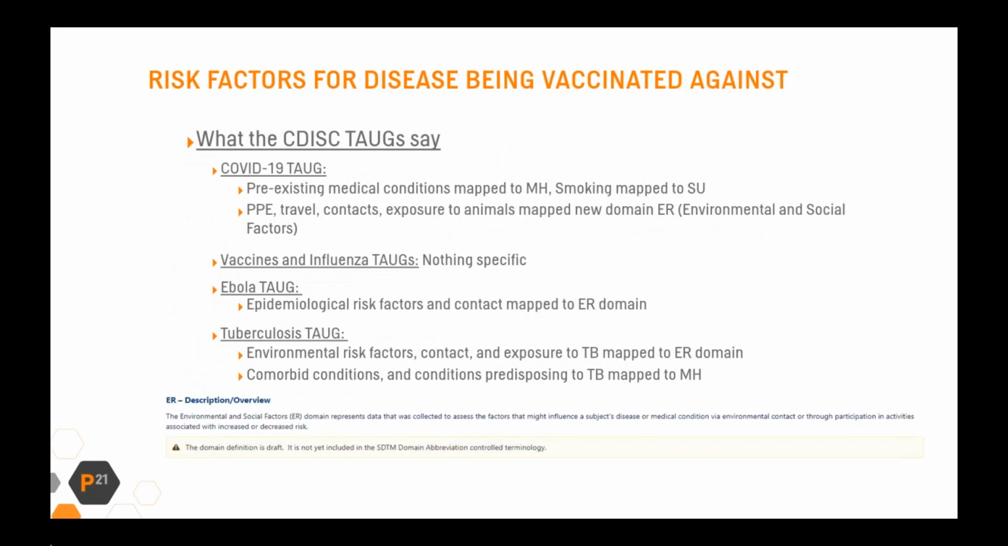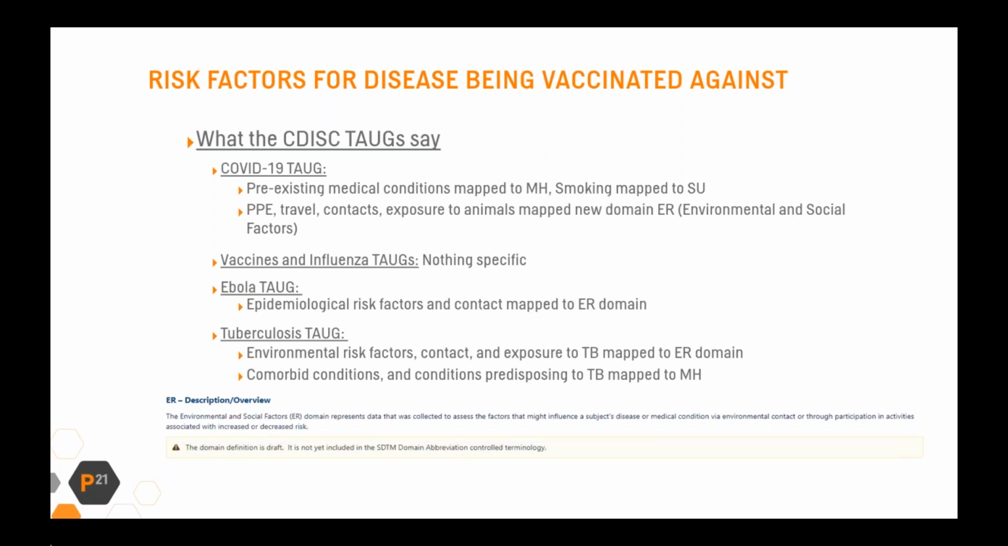Okay, so for risk factors for the disease being vaccinated against, if we look at the CDISC therapeutic area user guides, you can see the COVID-19 guide shows that pre-existing medical conditions are mapped to MH, smoking mapped to SU. So these are common types of data, and there's a spot for them. Doesn't really depend on new vaccine guidance. But then there are additional information like PPE, travel, contacts, exposure to animals. These are all mapped to a new draft domain, environmental and social factors.